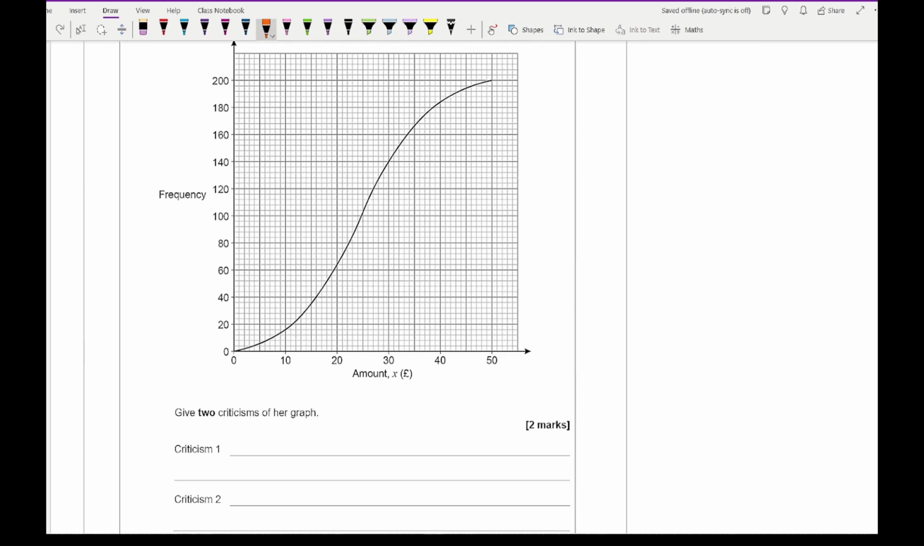So the first criticism, you can have these in any particular order, is that she has labelled the vertical axis frequency, not cumulative frequency, which is what it should be.